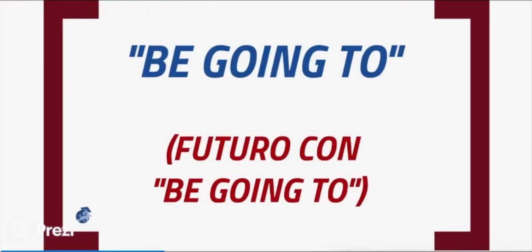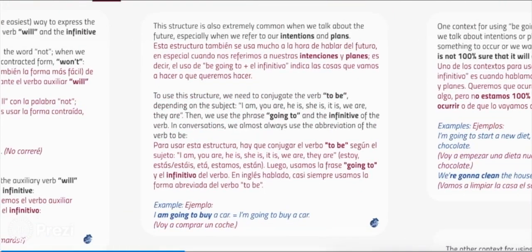Be going to. This structure is also extremely common when we talk about the future, especially when we refer to our intentions and plans. To use this structure, we need to conjugate the verb to be, depending on the subject: I am, you are, he is, she is, we are, they are. Then we use the phrase going to and the infinitive of the verb.